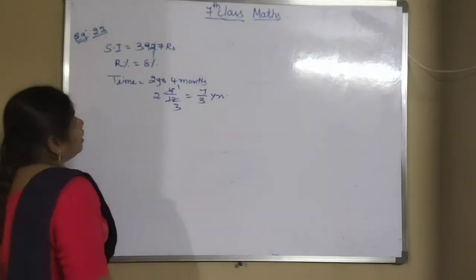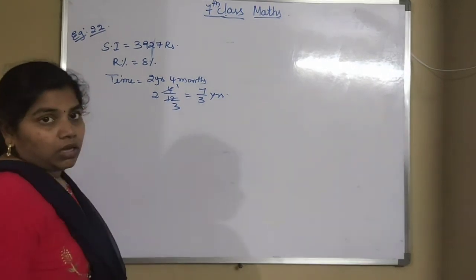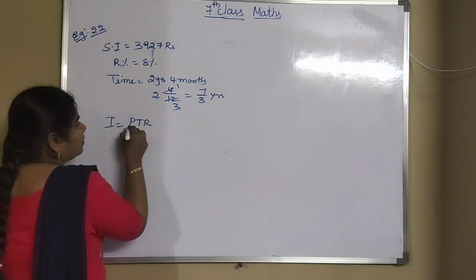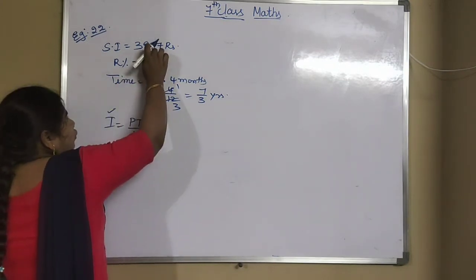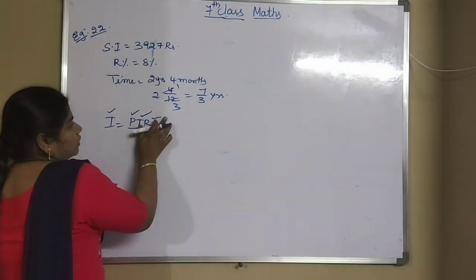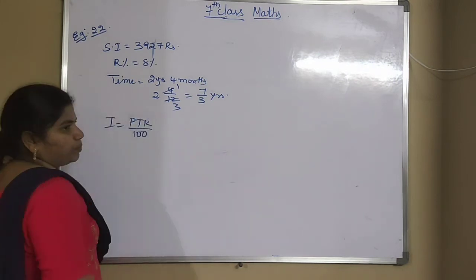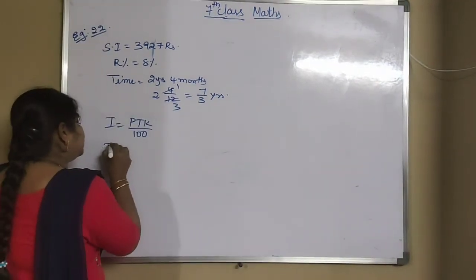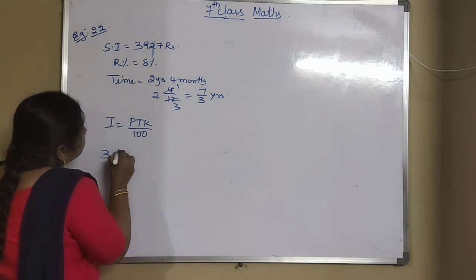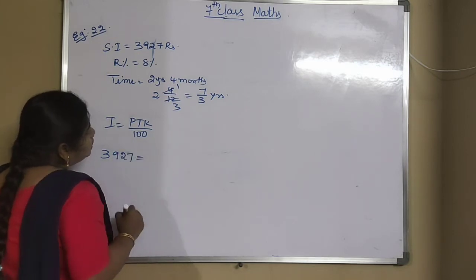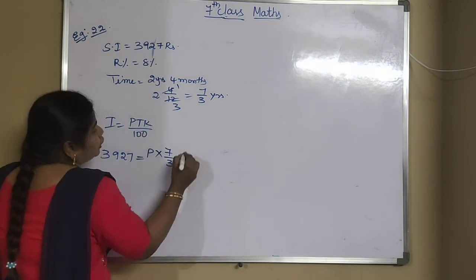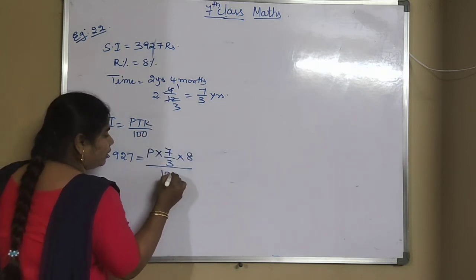Now which formula we have to use? We have to find the principal value. So which formula we will use? I is equals to PTR by 100. I value we know, P we have to find, time we know, rate of interest also we know. So directly I am applying I is equals to PTR by 100. I value is 3,927 is equals to P value we have to find, time is 7 by 3 into rate of interest is 8 by 100.